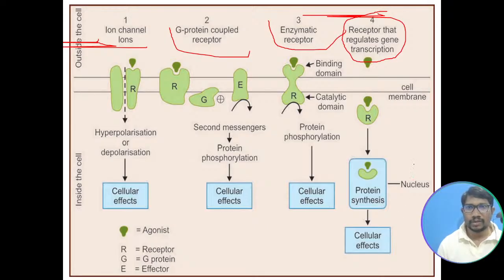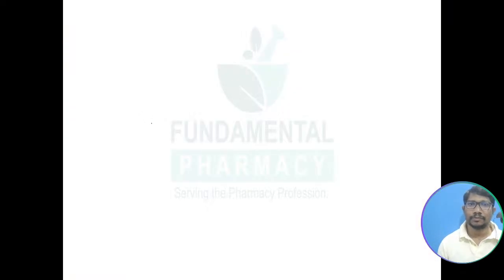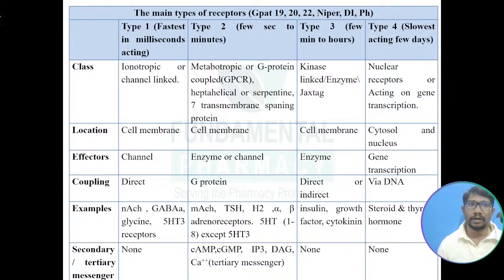Okay, so we have seen that, or hormonal receptor, right? After that we have also seen this table. This table is important. So remember, inotropic is the fastest acting. After that GPCR, after that tyrosine kinase receptor, and type 4, that is nuclear receptor, that is the slowest acting. Remember the examples. I already told you, you have to remember the examples.